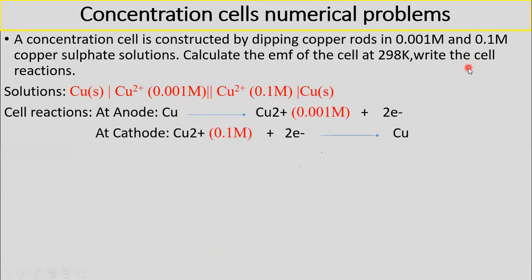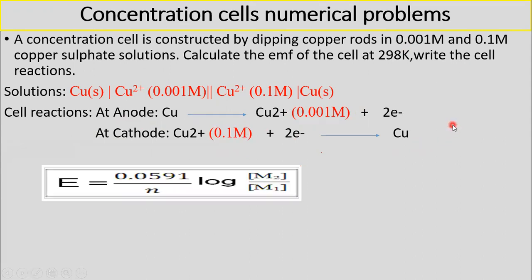Then the question asked is cell reactions. At anode, oxidation reaction takes place. Copper will give out 2 electrons to form Cu2+ ions, and the concentration should be mentioned. At cathode, Cu2+ having 0.1 concentration will gain the electrons to give copper. Now applying the concentration cell formula, E = 0.0591/n log(M2/M1), where M2 is greater than M1. If you substitute, you will get the answer as 0.0591 volt, E concentration cell.